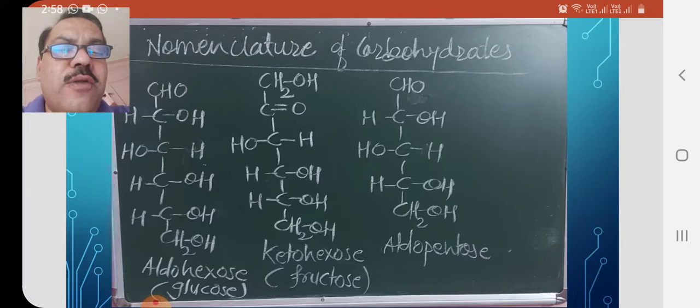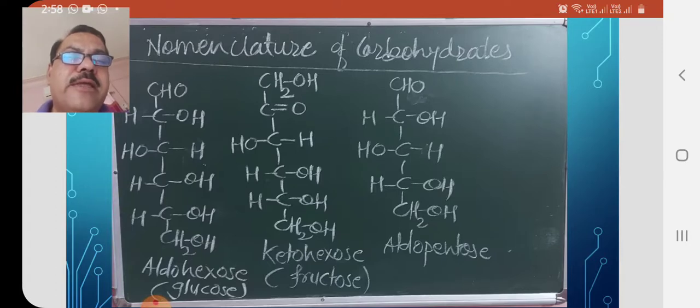They have the same molecular formula, that is C6H12O6. But in the glucose, the functional group is aldehyde, but in the fructose, the functional group is ketone. Therefore, fructose is a common name, but the IUPAC name is ketohexose. Keto means ketonic group, and as there are 6 carbon atoms, it is called hexose.